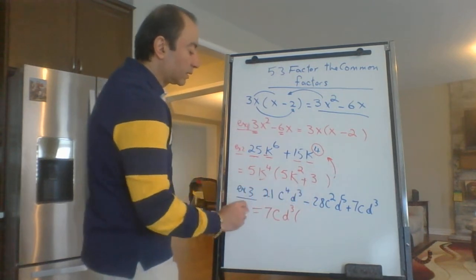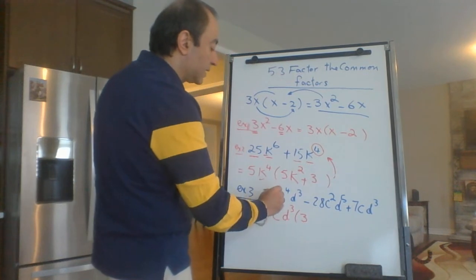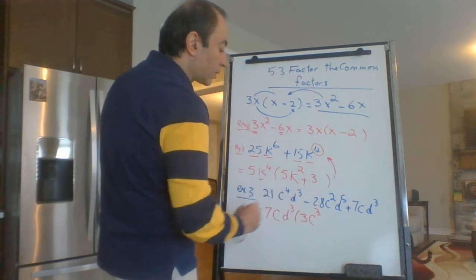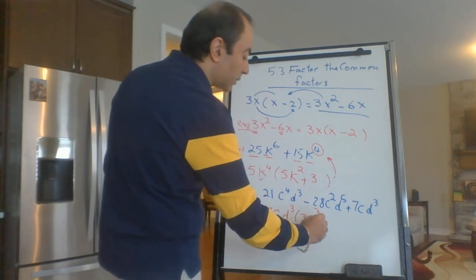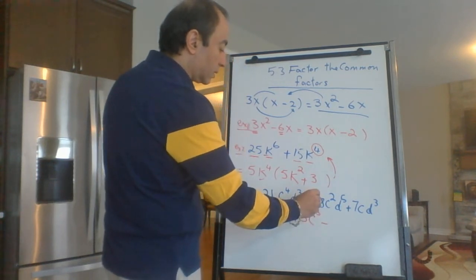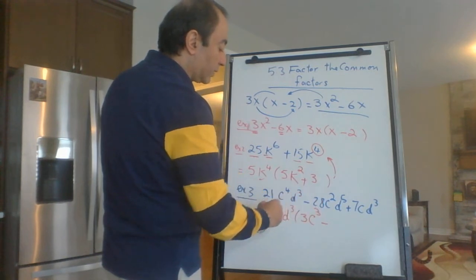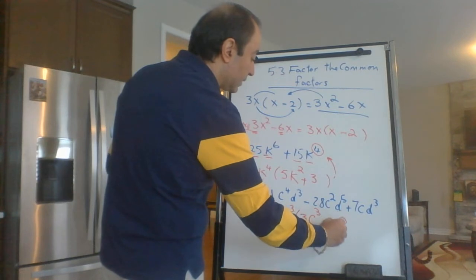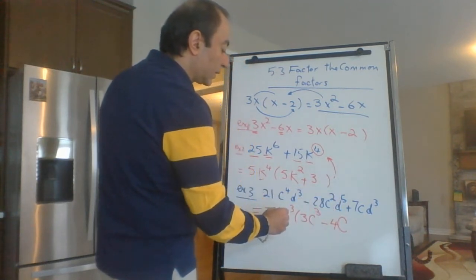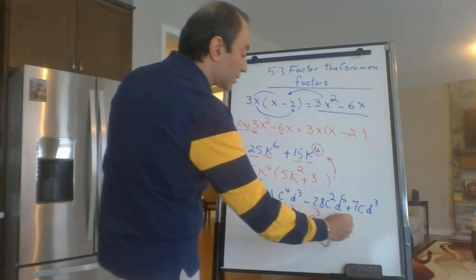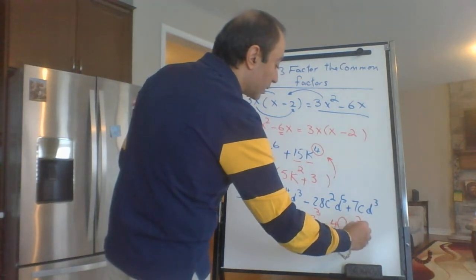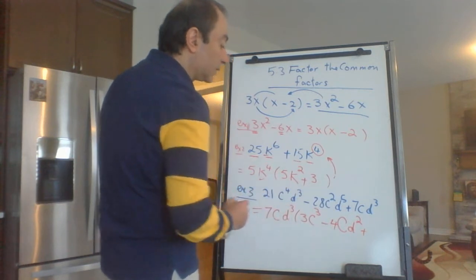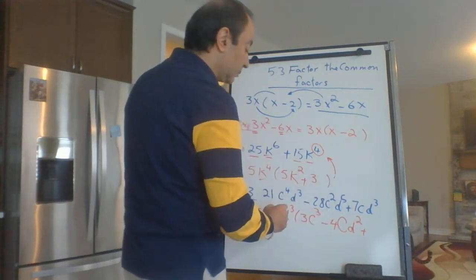So 21 divided by 7 is 3. C to the power of 4 divided by C is C cubed. D to the power of 3 divided by itself is 1. Minus 28 divided by 7 is negative 4. C squared divided by C is C. D to the power of 5 divided by D cubed, we subtract the power, so D squared. Plus 7 divided by 7 is 1. C divided by itself is 1. D divided by itself is 1.